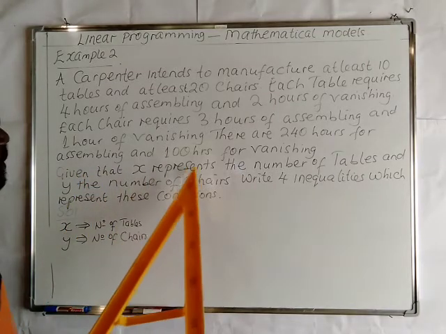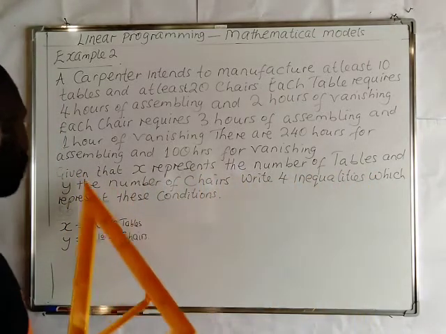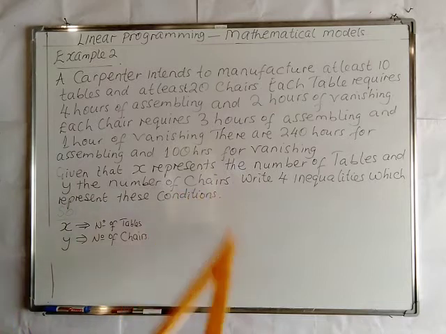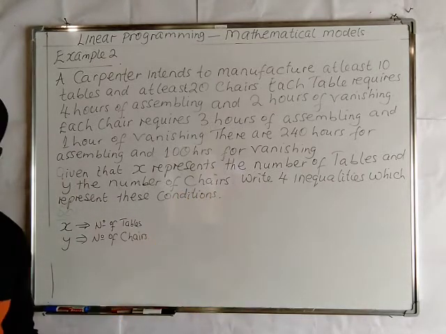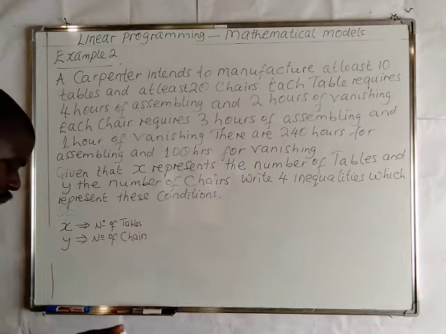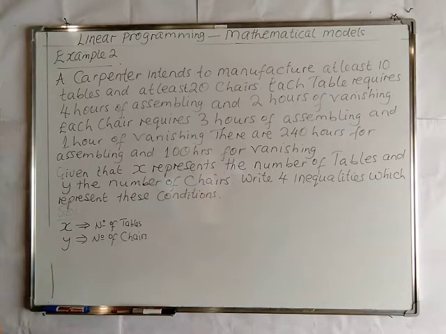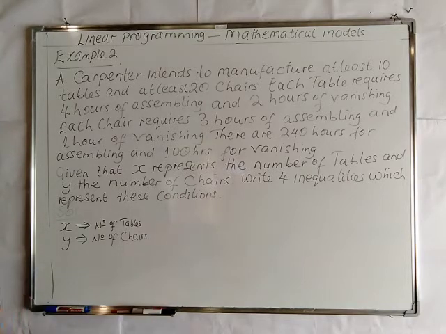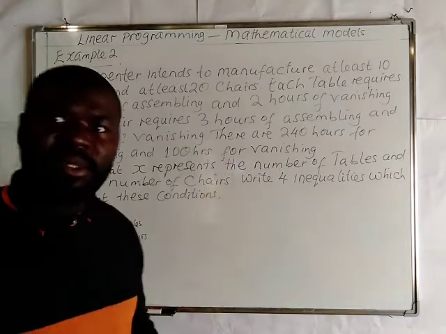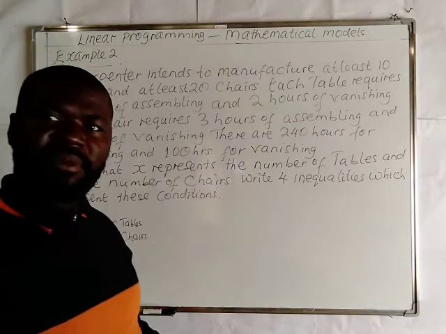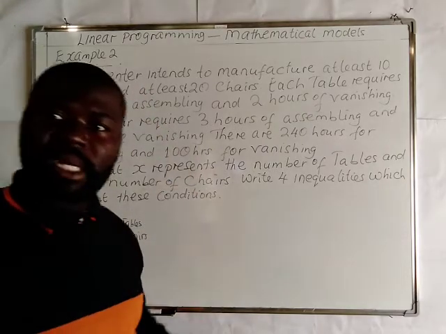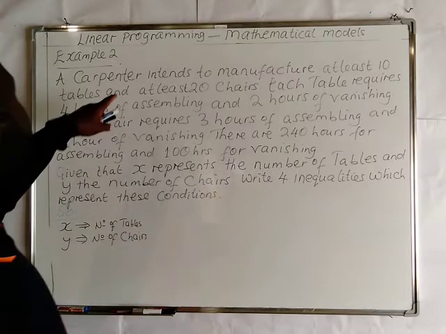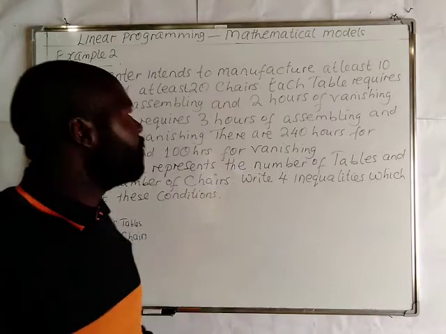Given that X represents the number of tables and Y the number of chairs, write 4 inequalities which represent these conditions. So we need now to come up with 4 inequalities representing the conditions that we have been given. Those inequalities are what we call mathematical models, which are formed from conditions in a problem. The conditions are in the statement that we have just gone through. Let's see where the models are going to come from.